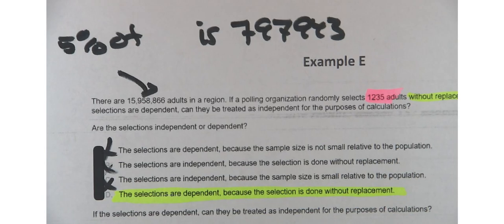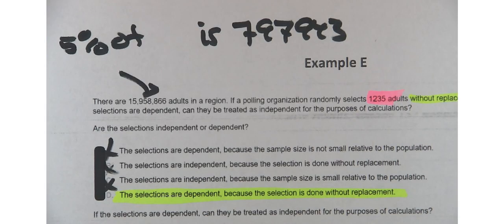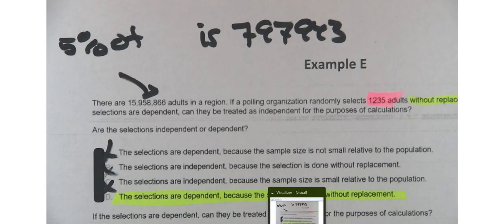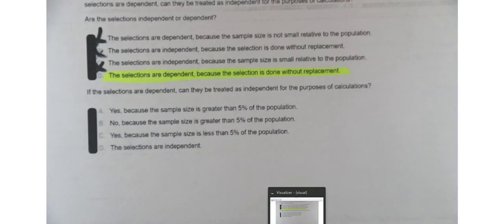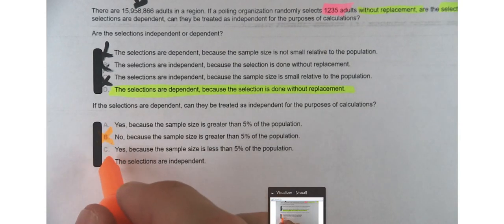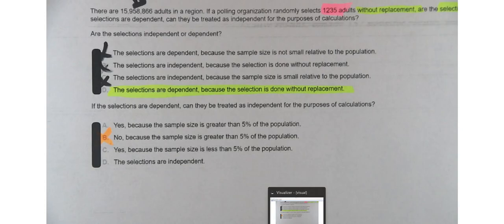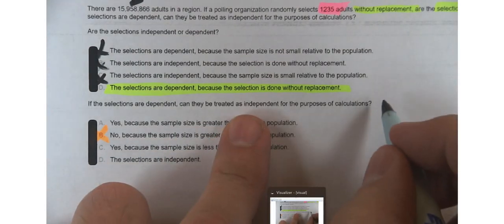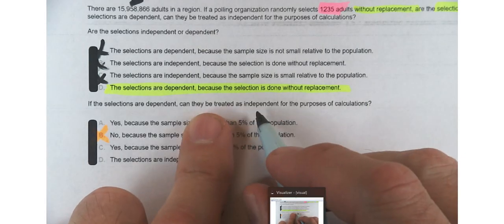Now, let's keep going. How about the second part of this? If the selections are dependent, can they be treated as independent for purposes of calculations? Which two can I get rid of right away? Which two of these can I just say, yeah, that's wrong? A and B, because it says greater than 5%. So our answer to this first question here is what? Can we treat them as independent?